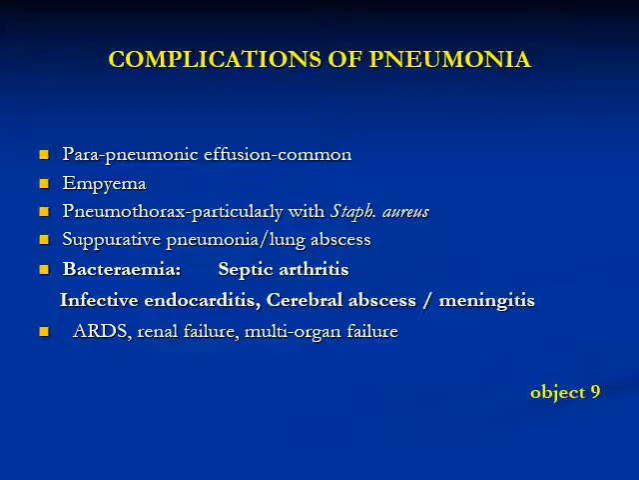In other complications, the patient may develop adult respiratory distress syndrome and progress to respiratory failure, and even multi-organ failure. So the commonest complications which occur in pneumonia are pleural effusion, empyema, pneumothorax, lung abscess, and septicemia or bacteremia, which may develop septic arthritis, osteomyelitis, cerebral abscess, meningitis. And the last one, a patient with severe pneumonia develops adult respiratory distress syndrome and may progress to respiratory failure and other organ failure like renal failure, heart failure, and others.